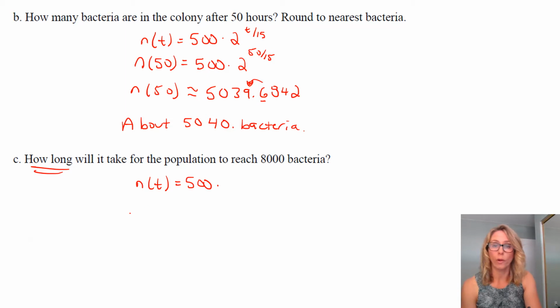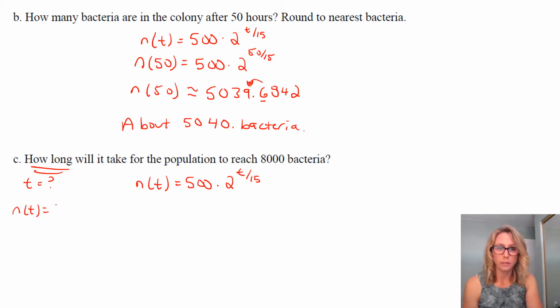One of those things you have and one of those things you don't. So you either need to find t or you're given t. Well, we're asked how long. So that tells us we are trying to find t, the time, which means we must be given N of t. And in reality, that is true. We are given that we want to know when the population is going to be 8,000.